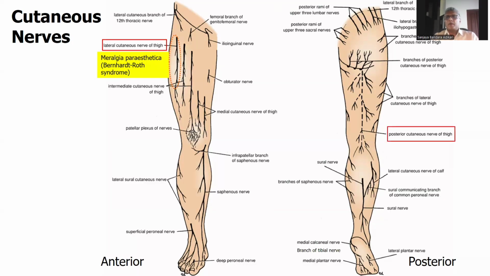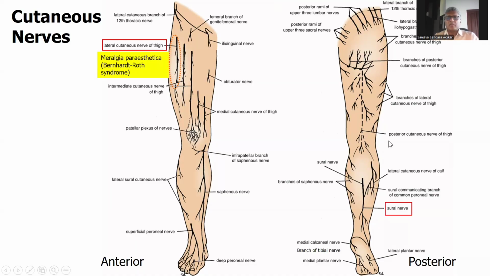Then posterior cutaneous nerve of the thigh, it supplies the posterior aspect of the thigh. More than that, it is the cutaneous nerve that emerges from the greater sciatic foramen below the piriformis together with the sciatic nerve. That's why I mentioned it here especially. Then the sural nerve, again, this is the nerve that is closely associated with the small saphenous vein.